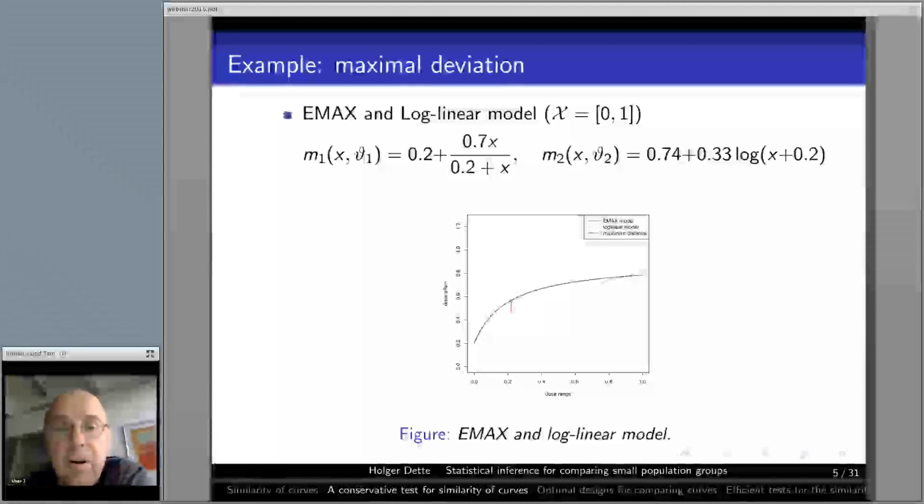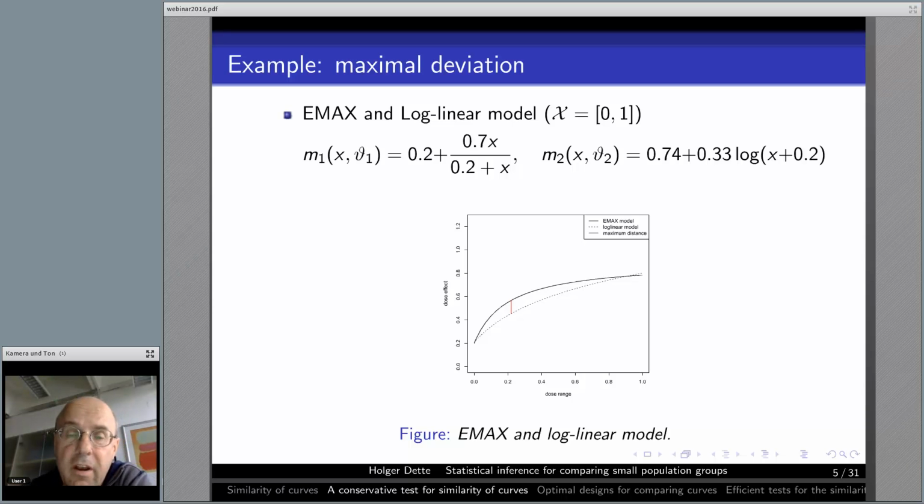We have an Emax model, which is the curve model. Then I have a log linear model, okay? And then we draw these two curves. And you see this little red line. This is the maximal deviation between the two curves. Okay, and we can now go back.